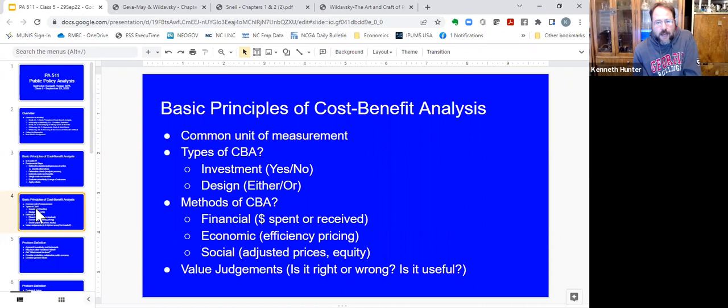We have to make sure how we approach that is the right way, because it could potentially be the wrong way. Is the policy right or wrong? And then obviously we also have to figure out, is it useful?